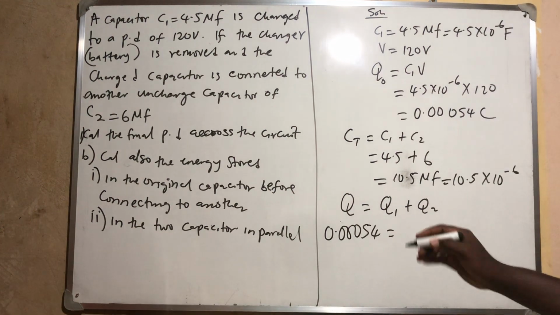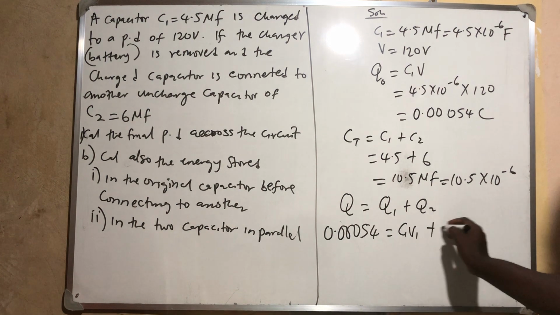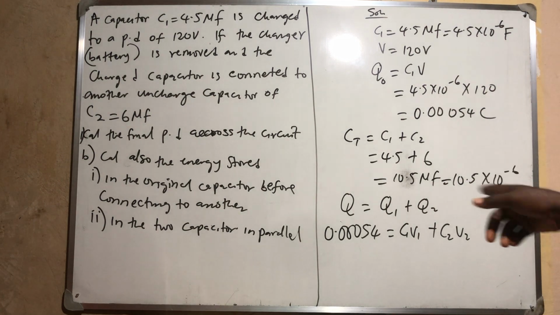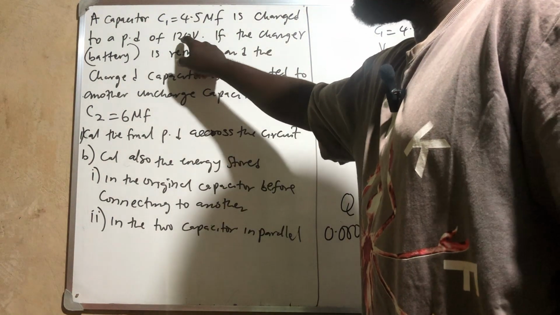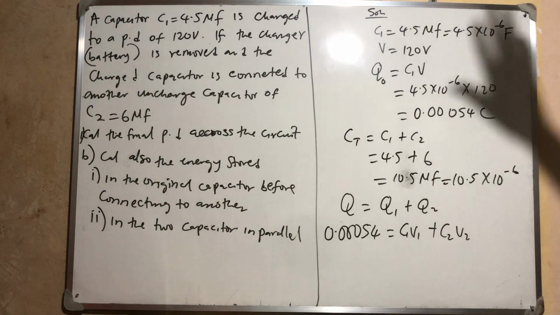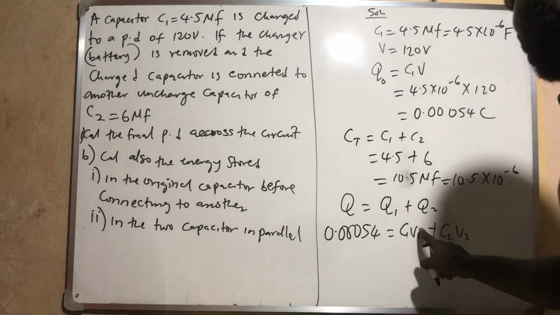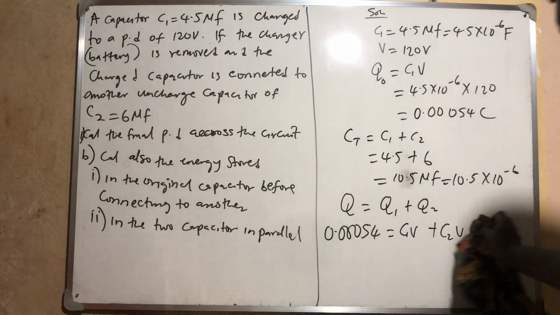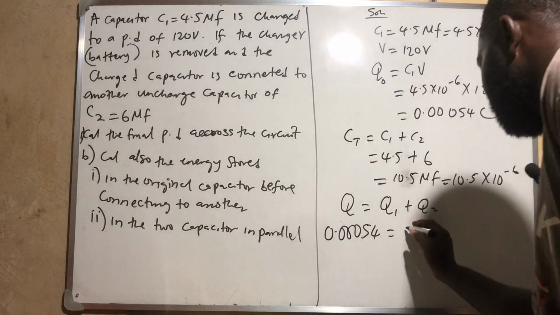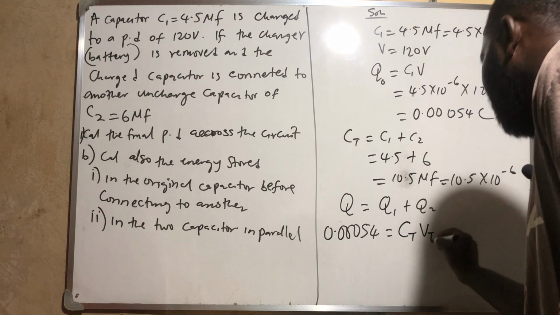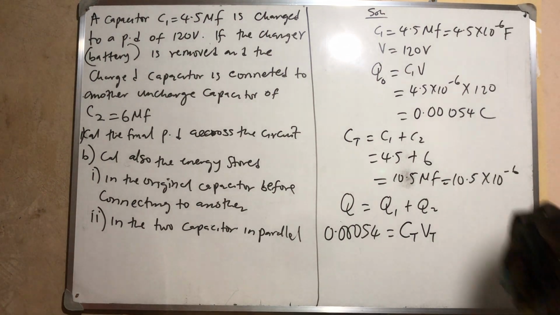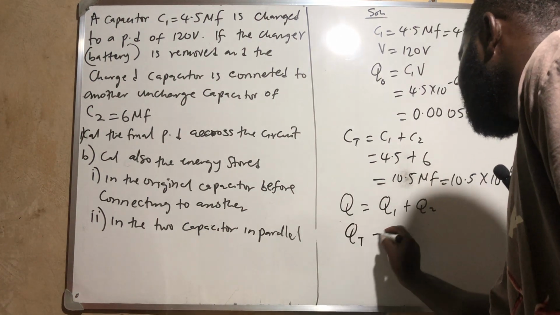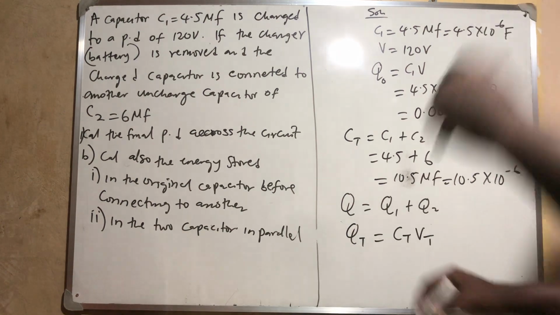So the total charge that I'm using here, 0.00054, is equal to C1V1 plus C2V2. But the potential difference I need now for all of them is the same potential difference across them. This one in particular was the potential difference across the first one, which was charged first. You understand? So I have the same potential difference here. Let me call it C total V. So my Q total is equal to C total times V total.